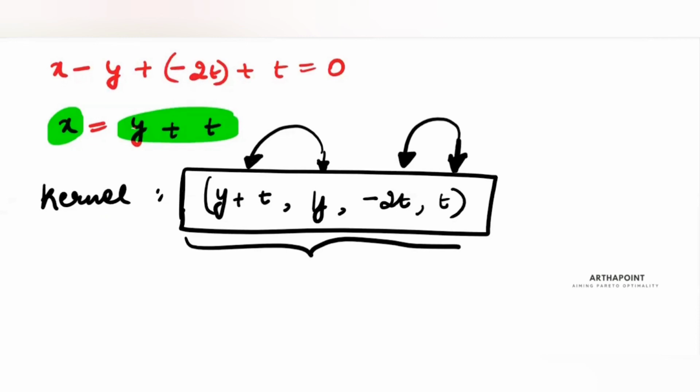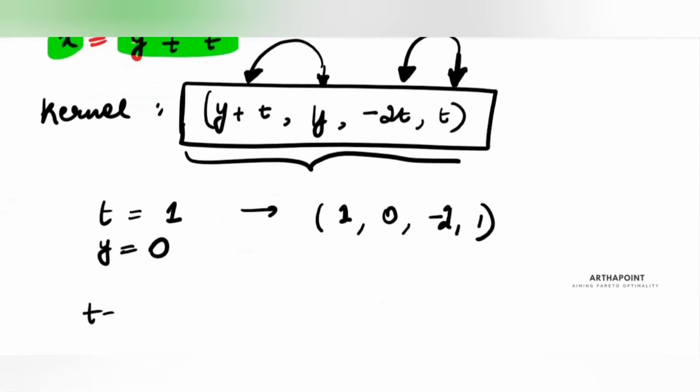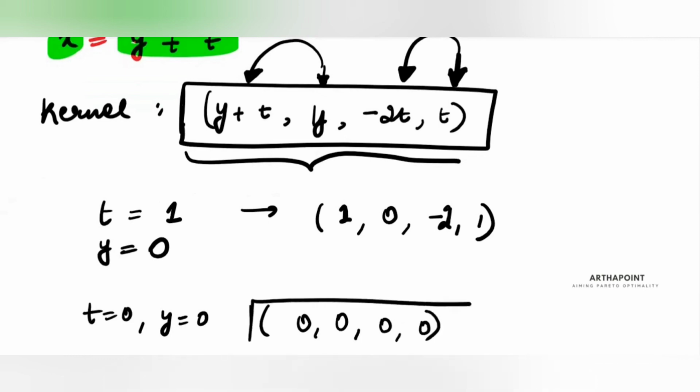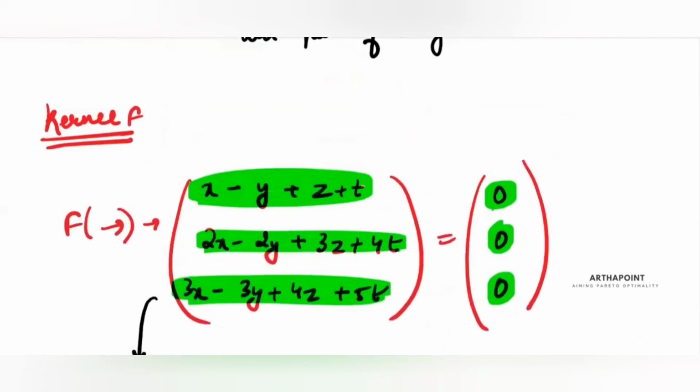So you can say that if you put t equal to 1 and y equal to 0, then your kernel vector will be 1, 0, minus 2, 1. If you have t 0, y 0, then 0, 0, 0, 0. This is also part of the kernel, and this is also your kernel, and so on. So this is how your kernel will be defined in this.